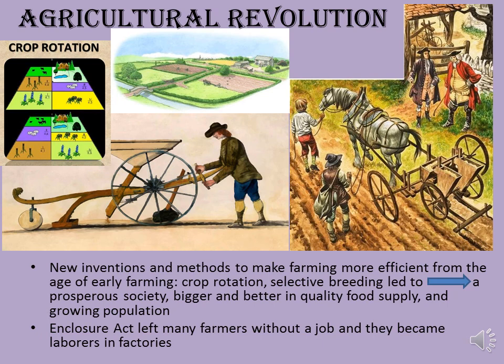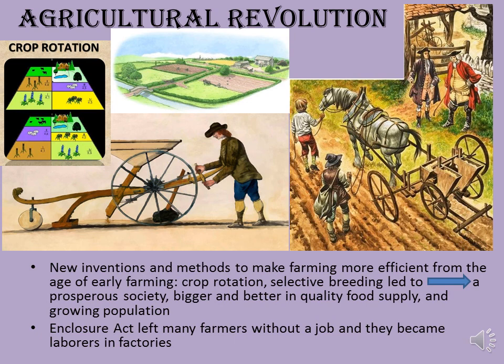Big fields or enclosures were created, as rich landowners closed off the areas of land they purchased from farmers with fences. Enclosures were used for trials to develop methods for more efficient farming. As landowners experimented and started producing more crops with the implementation of advanced farming methods, the Enclosure Acts were passed. Society was booming and more food led to a bigger population.